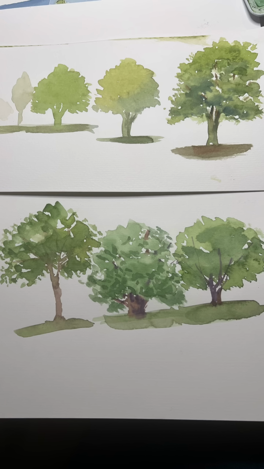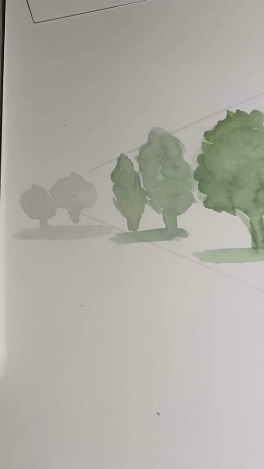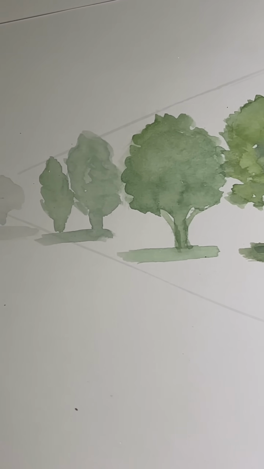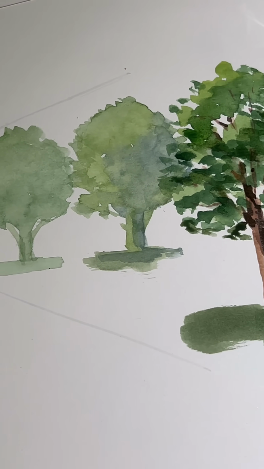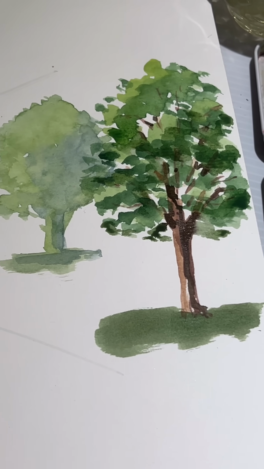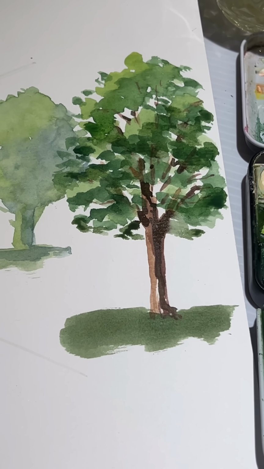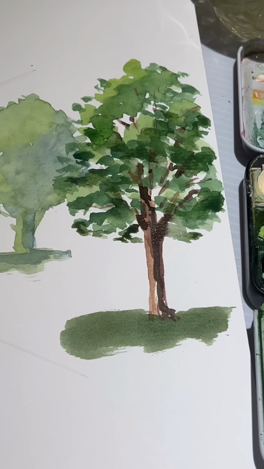How do we show that a tree is really far away versus one that's really close to us? Obviously, the size matters, but we also have to consider what's called atmospheric perspective. Let's break it down. It does involve far more than just painting blobs in the background.